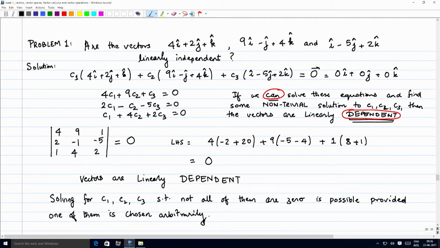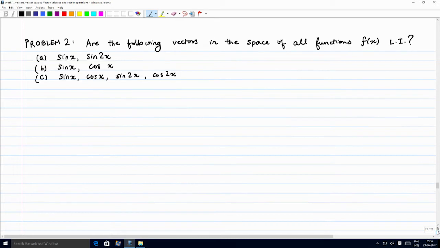Now next I'll do the next problem, which is also based on the idea of linear independence, and here the question is, are the following vectors in the space of all functions f of x linearly independent? Li stands for linearly independent. Here we are looking at the space of functions. We already emphasized that that is a vector space, and we took 2 functions sin x and sin 2x. Then the next set I gave was sin x and cosine x. The third set I gave was sin x, cosine x, sin 2x, cosine 2x.